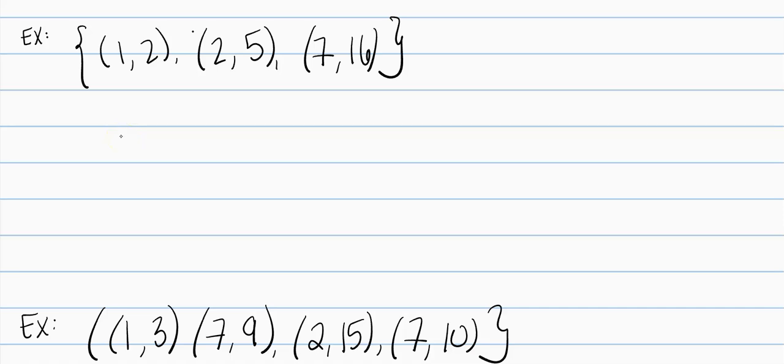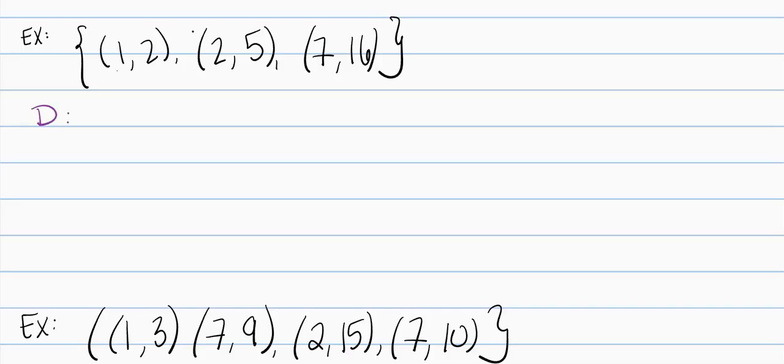In this video, we're going to be going over examples of identifying whether or not a relation or an equation is a function. For my first example, I'm given a relation: (1, 2), (2, 5), and (7, 16). I would always recommend listing out your domain and range in order to identify whether or not it's a function.